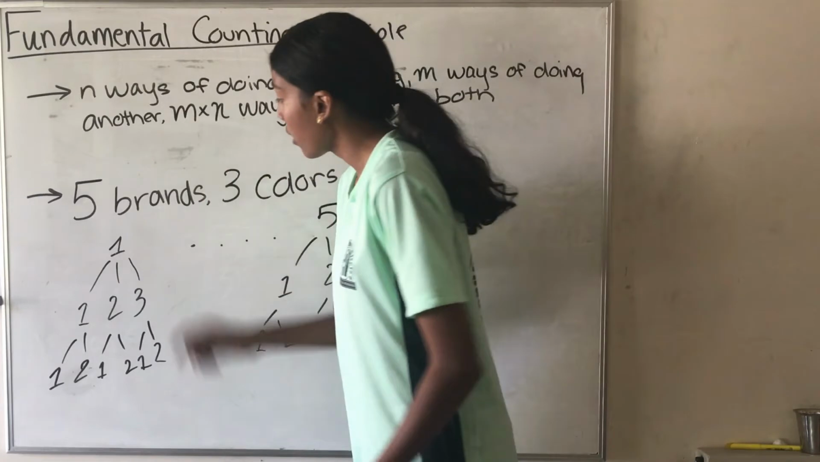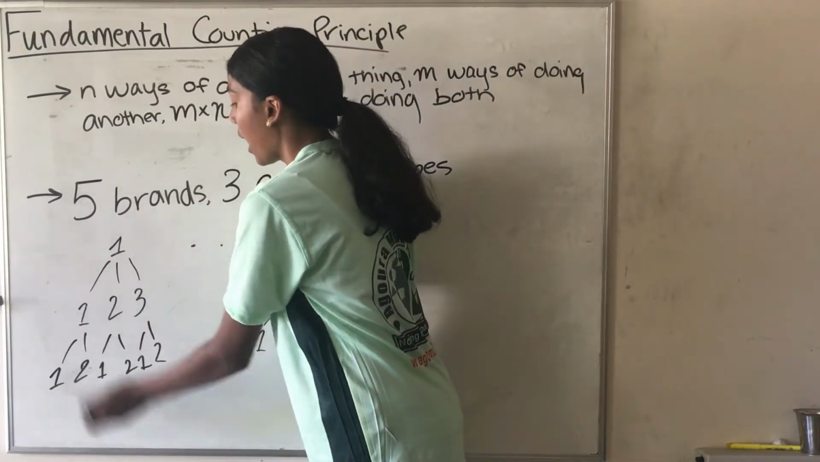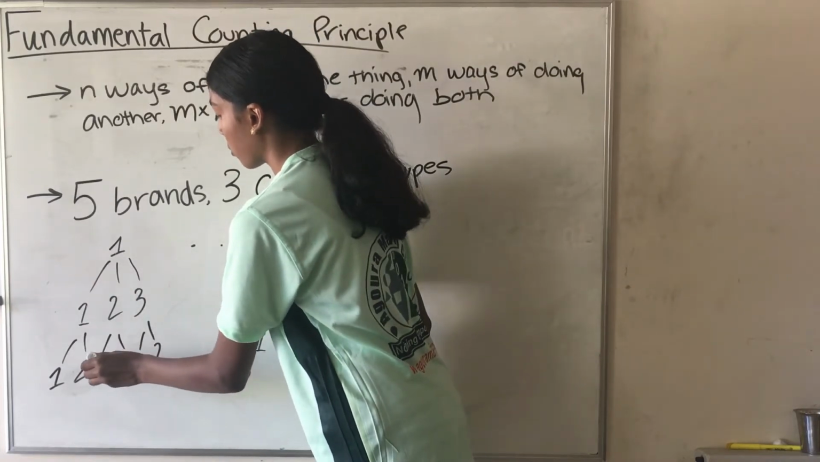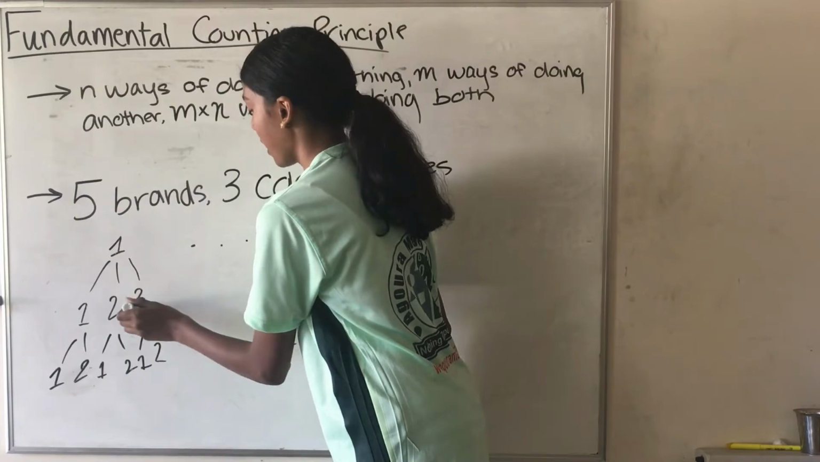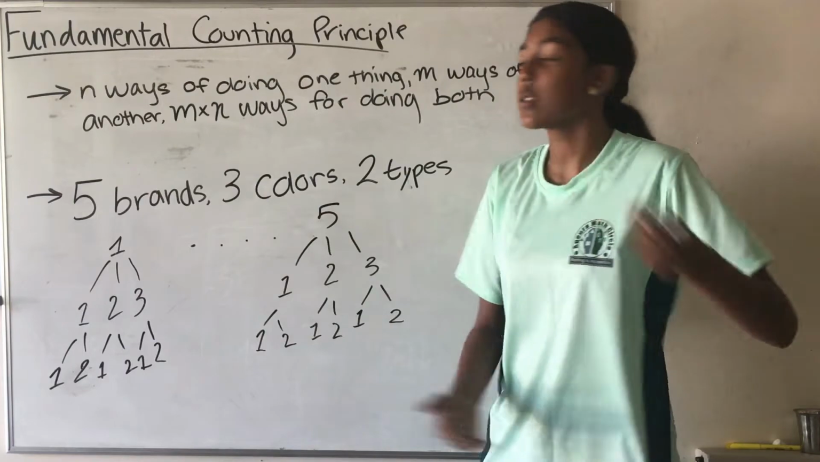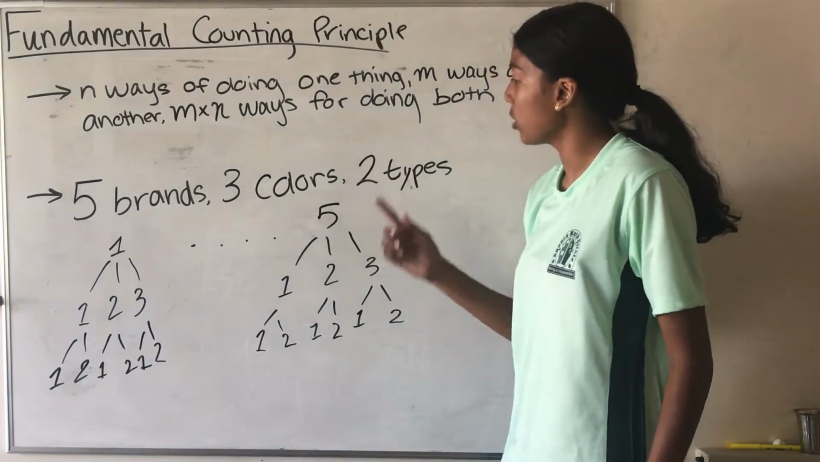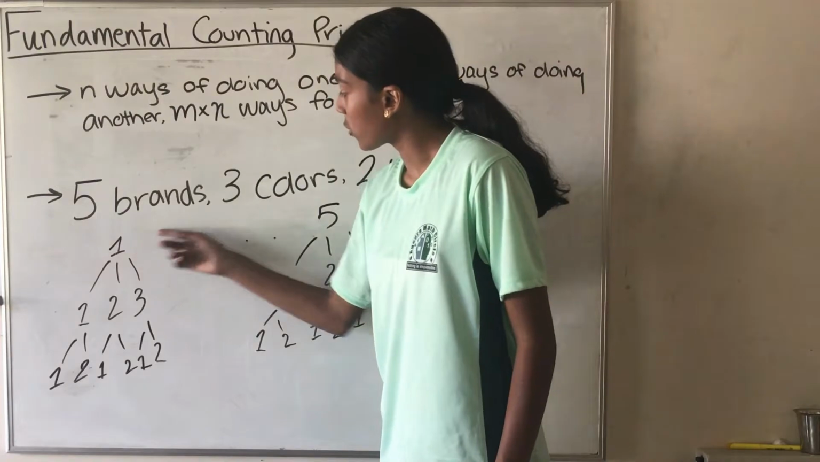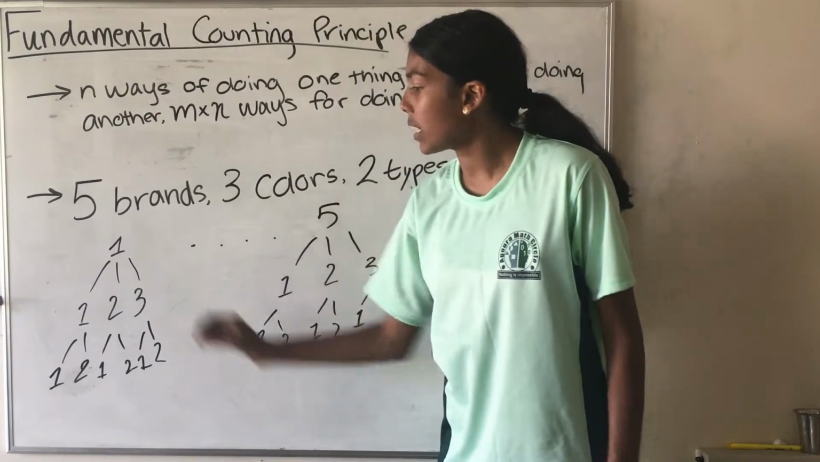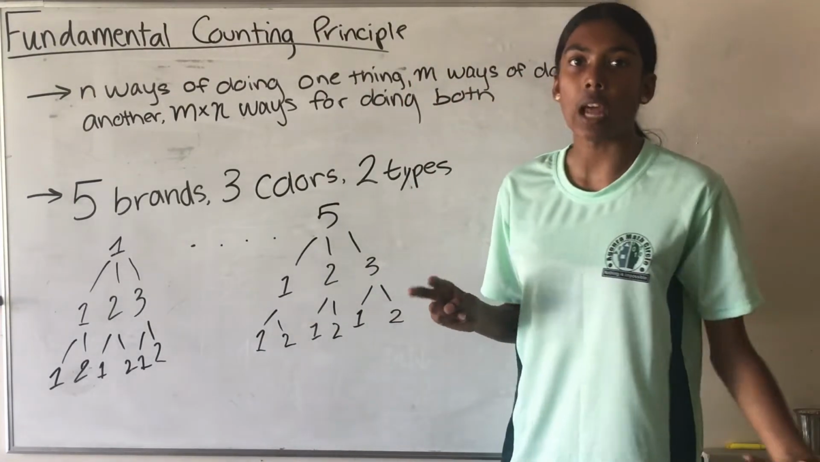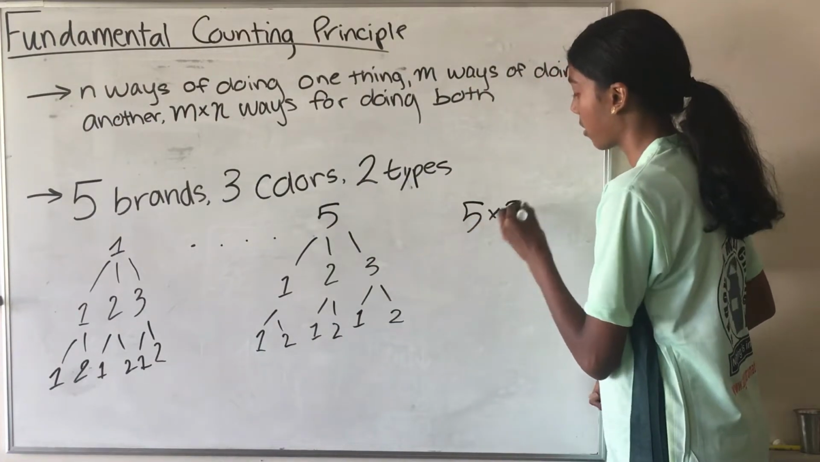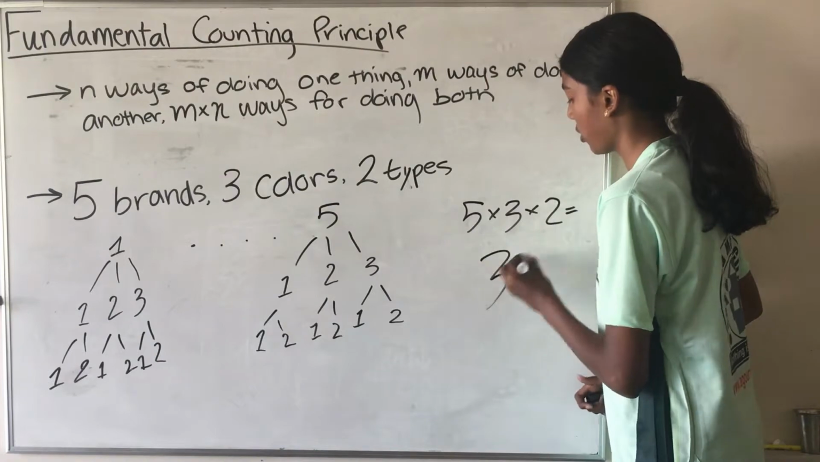And for the Lamborghini that's dark blue, I can have a convertible or not a convertible. For the Lamborghini that's black, I can have a convertible or not a convertible. For the Lamborghini that's white, I can have a convertible or not a convertible. And the same thing goes for all of them. That's why you do 5 times 3 times 2. Because there's 5 of these, and each of them has 3. So 5 times 3. But then each of those has 2 types. So we're just going to do 5 times 3 times 2, which is equal to 30 different types of cars.